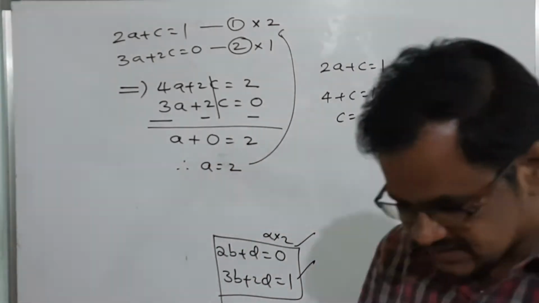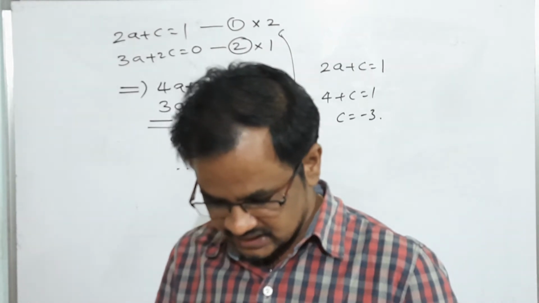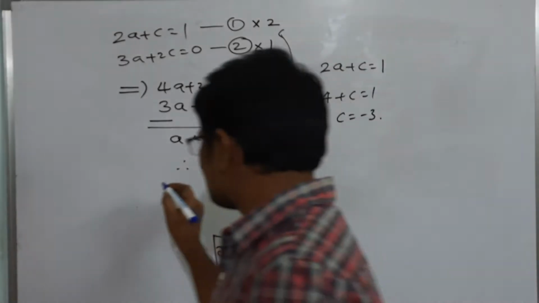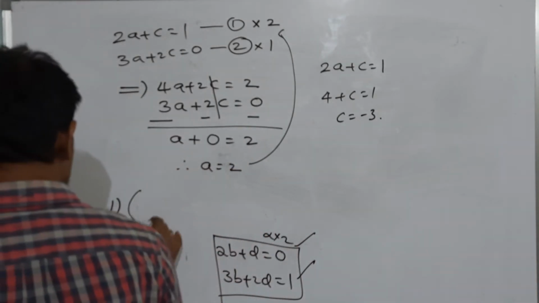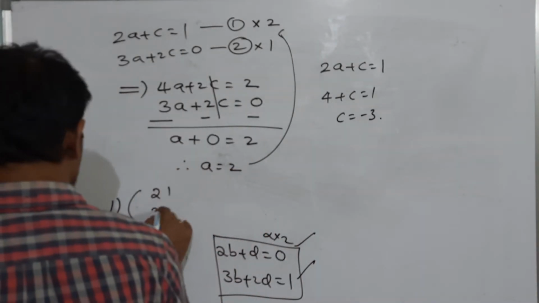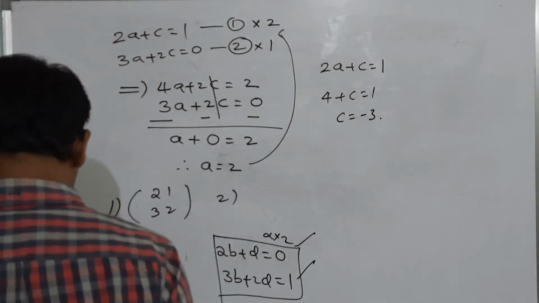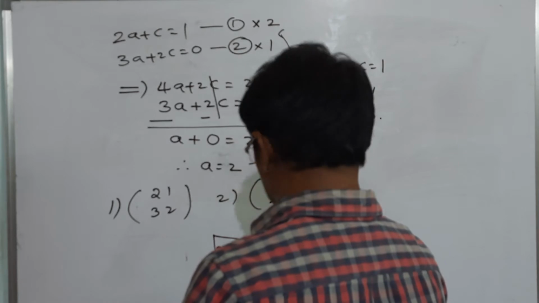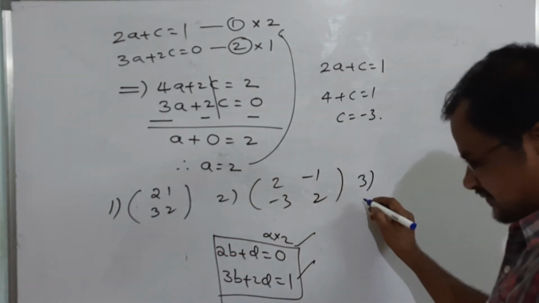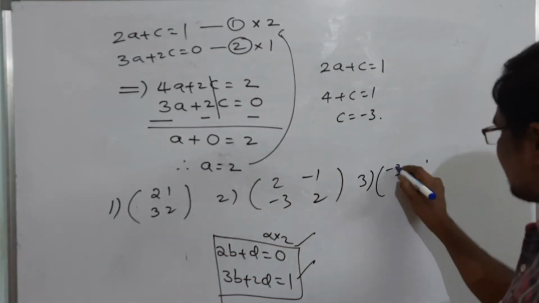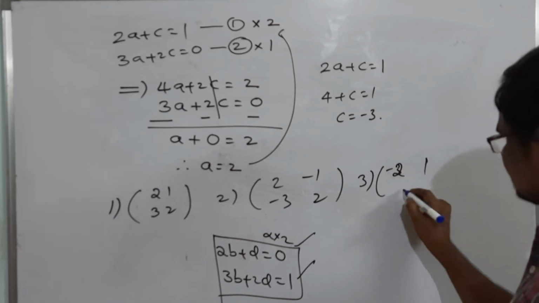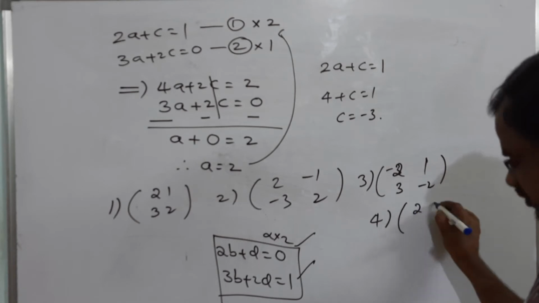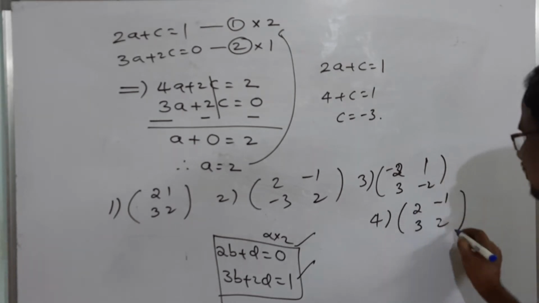Because if you can identify the option by a and c only, then that is good. So you can save time also. The first option they gave is 2, 1, 3, 2. The second option is 2, minus 1, minus 3, 2, and the third option is minus 3, minus 2, 1, and 3, minus 2, and the fourth option they have given is 2, minus 1, and 3, 2.